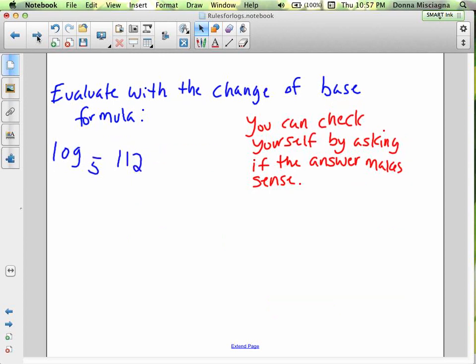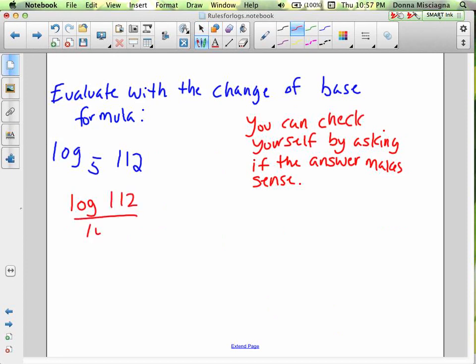I don't have too many more. I'll write in red this time, I guess. So to evaluate, use base 10, log 112 divided by log 5, or you can use natural log 112 divided by natural log 5. It's because that ratio of the result and the base is going to be the same as whatever log base 5 of 112 is.